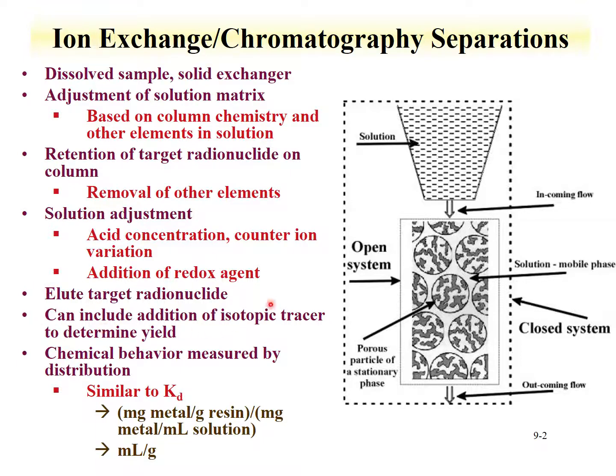Often you elute your target radionuclide from a different condition than the initial addition of the radionuclide to the column. Again, this condition can either be the change of the redox state of that radionuclide or a variation of the acid concentration. You can include an addition of an isotopic tracer to determine yield, in other words, a different isotope of the same element than the one that you are performing the separation on. And the chemical behavior of your metal ion on the column is measured by distribution. You can think of this as very similar to the distribution coefficient, but what one could evaluate in a column system is the column volumes that are needed to elute the metal ion, or if you did a distribution, you could talk about grams of material or some unit mass of material per unit volume of solution.